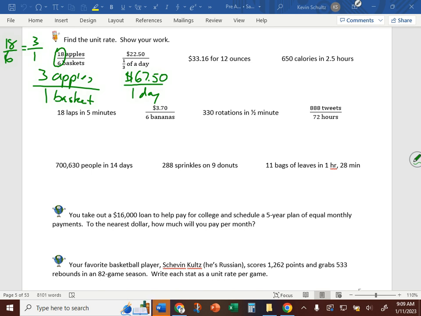Exactly. Since our unit there, our denominator is a fraction, you've got two options here. You can either multiply that 22.50 by 3, because a third, 3/3 make a whole, or you could also do what we've done in the others, divide 22.50 by 1/3, and you're going to get the same answer.